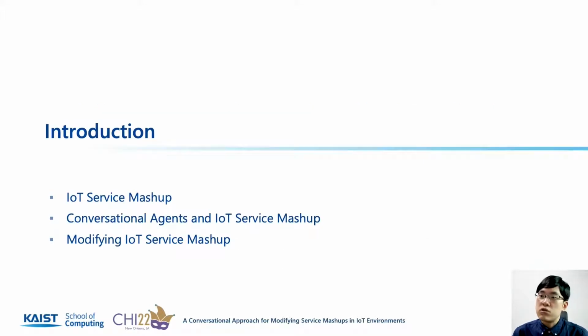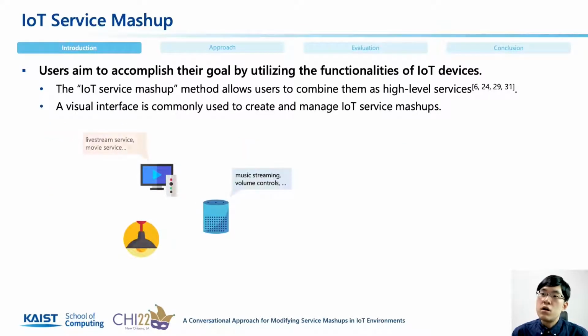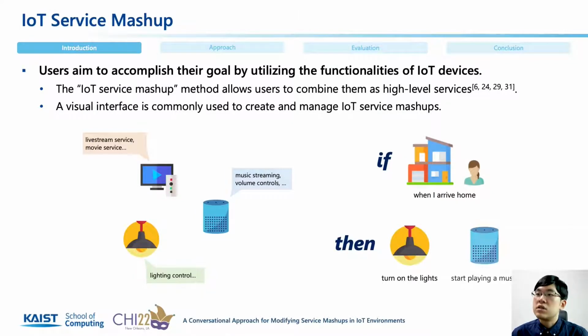Let me start the introduction with what is a service mashup. There are many functionalities in an IoT environment, and users utilize these functionalities to accomplish their goal. Several studies suggested the IoT service mashup method to combine them as services, such as if a triggering condition is met, then do several actions like the right side figure.